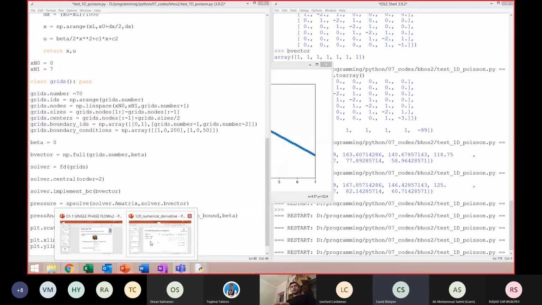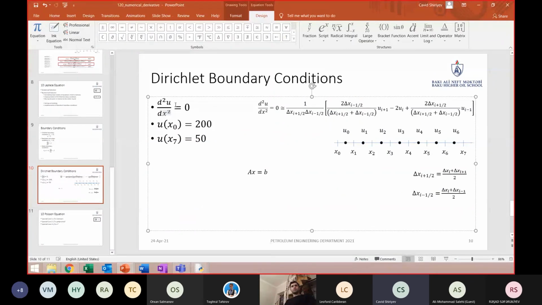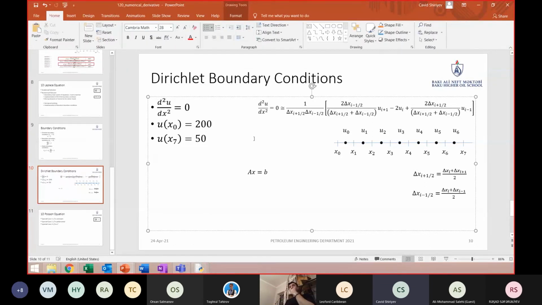If you take the first integral of this equation, I'm going to get the derivative of u with respect to x equal to some constant. And if I integrate it a second time, I'm going to get u equal to c1x plus c2. So this is the equation of a straight line. That's why the analytical solution is a straight line, and the numerical solution, of course, is going to give us the same result.